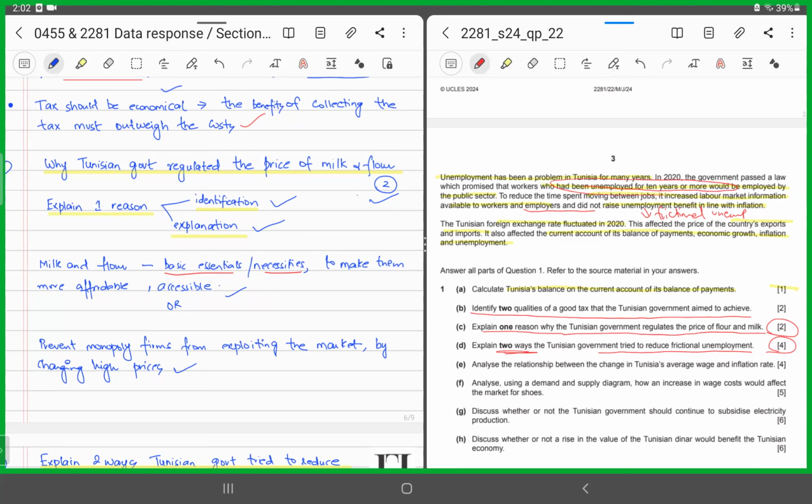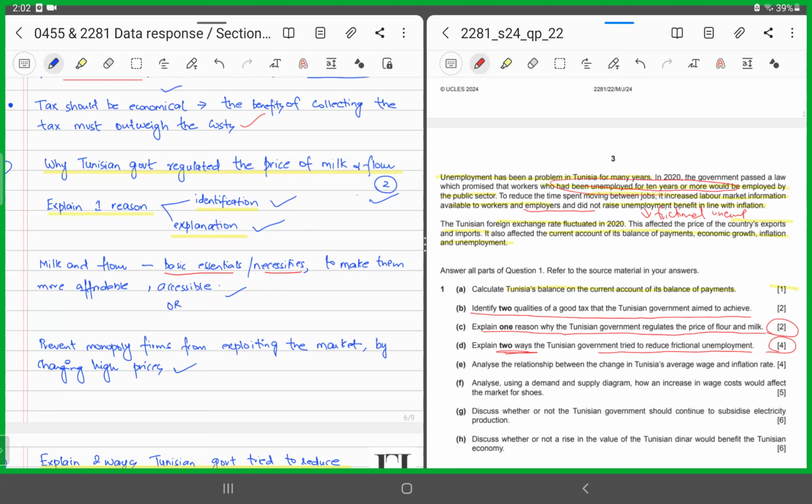Now, if you're talking about what type of relationship, the first thing in answering this question is you need to identify what sort of relationship exists. Whether it's a direct or an indirect, a positive or a negative. So if you look carefully, both the change in the wage rate and the inflation rate are moving in the same direction. So both are rising or both are falling. From 2014 to 2018, both were rising. From 2018 to 2020, both were falling. They both went in the same direction, meaning there exists a direct relationship.